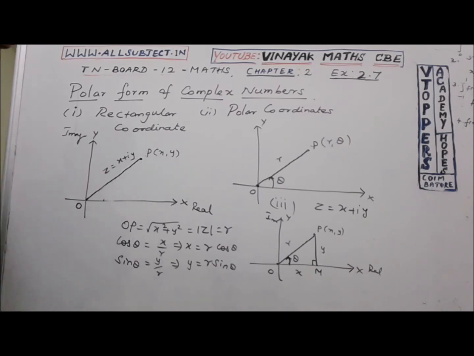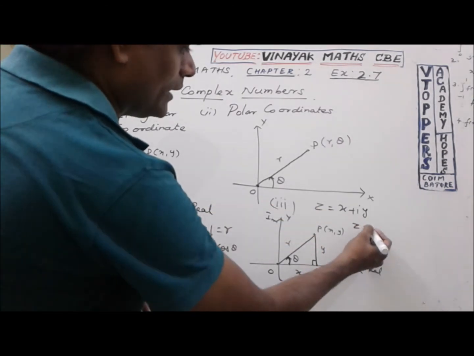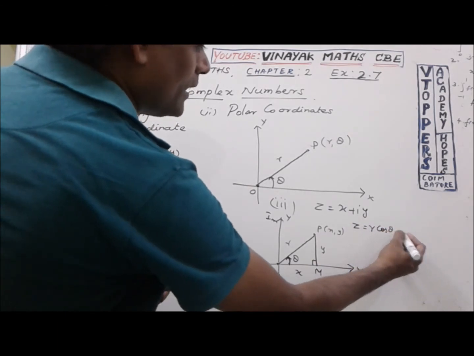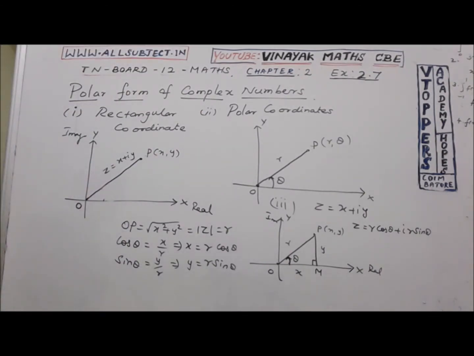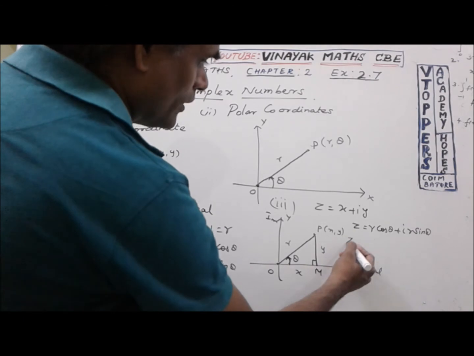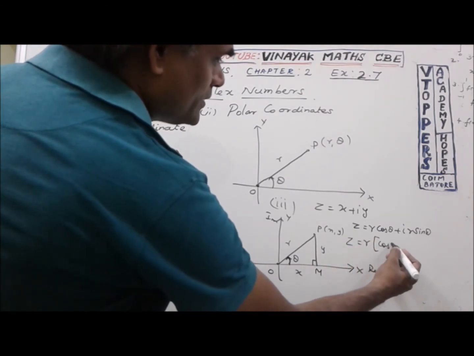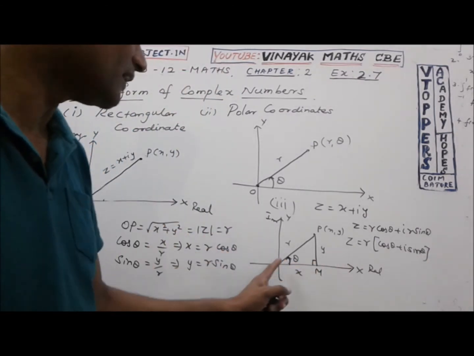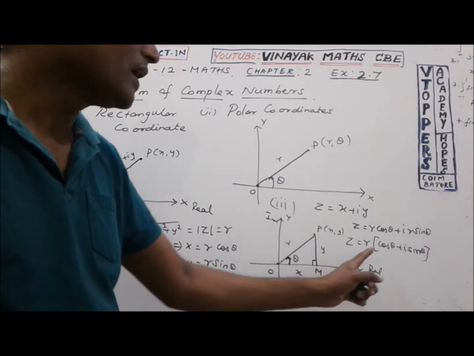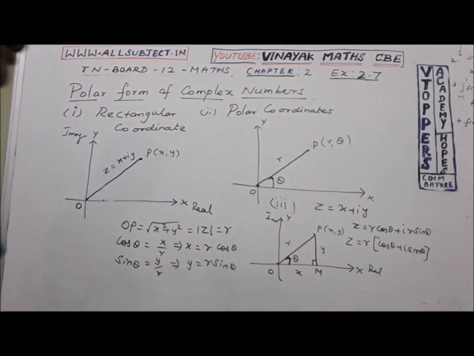Now substituting both x and y in the complex number, z equals r cos theta plus i into r sin theta. Now r is taken out, z equals r into cos theta plus i sin theta. Here r is nothing but the length of the complex number from the origin to the point P, and theta represents its angle. So this is known as the polar form of a complex number, and this is the superimposed polar coordinates on rectangular coordinates.